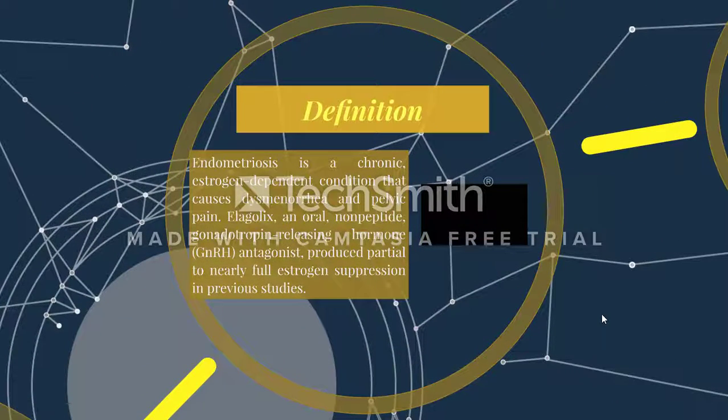A definition: endometriosis is a chronic estrogen-dependent condition that causes dysmenorrhea and pelvic pain. Elagolix, an oral peptide gonadotropin-releasing hormone antagonist, provides partial to nearly full estrogen suppression in previous studies. Now, the video.